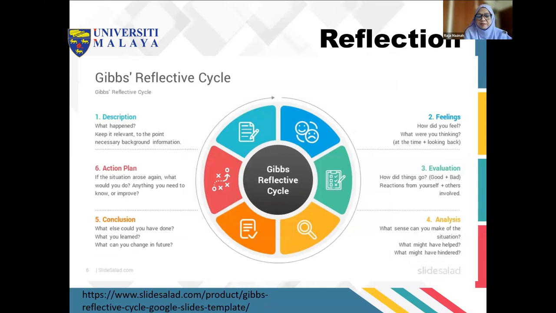Okay, as I said, for reflections, maybe you want to start from Gibbs' reflective cycle. You can start by looking at description. You describe what happened, keeping the background information relevant. This is where you may want to pen down your reflection, not just think about it. In my department, we write just one reflection for every course, but you can write more. After you finish your class and you feel that, wow, it went very well, you may want to describe what happened. Why do you feel that it went so well? How did you feel? What were you thinking at the time, looking back? Why did you give them that activity? What kind of scaffolding did you use to support that learning that makes them feel that it was so much fun?